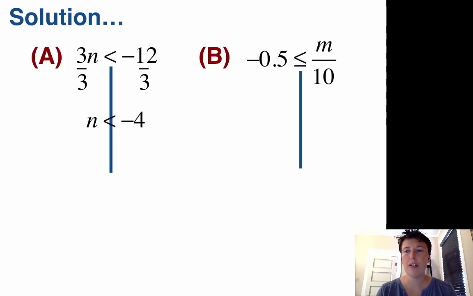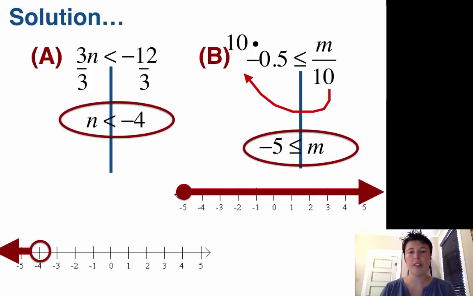And for the second one, we have m that we want to isolate. We got to multiply that 10 over and get that 10 away from it. So 10 times negative 0.5 is just negative 5. So we've got our 2 solutions. Here are the number lines. If you did your number line, this is what it should look like.